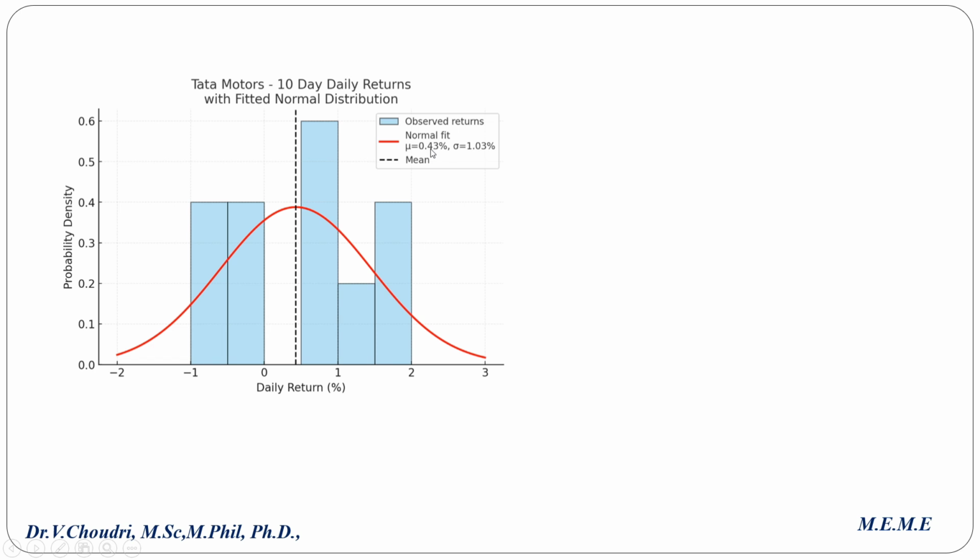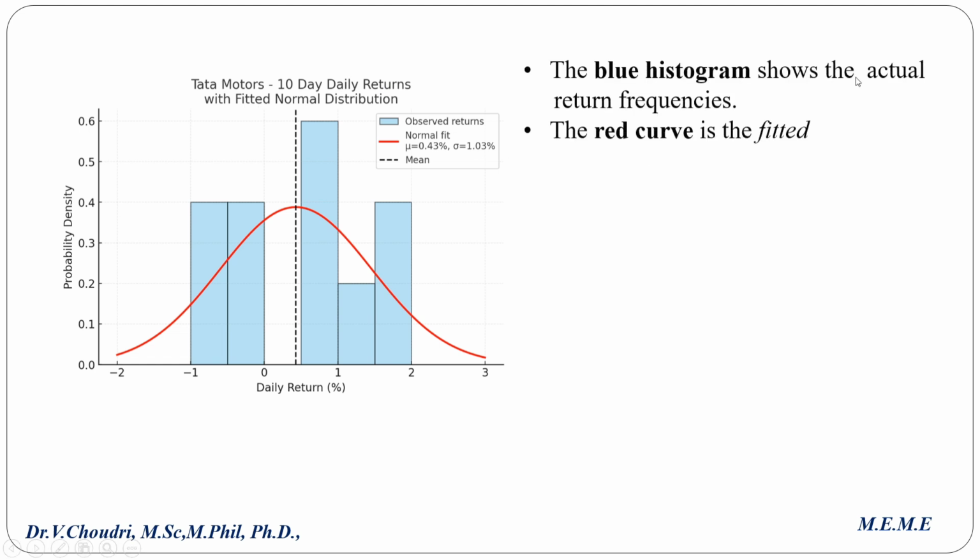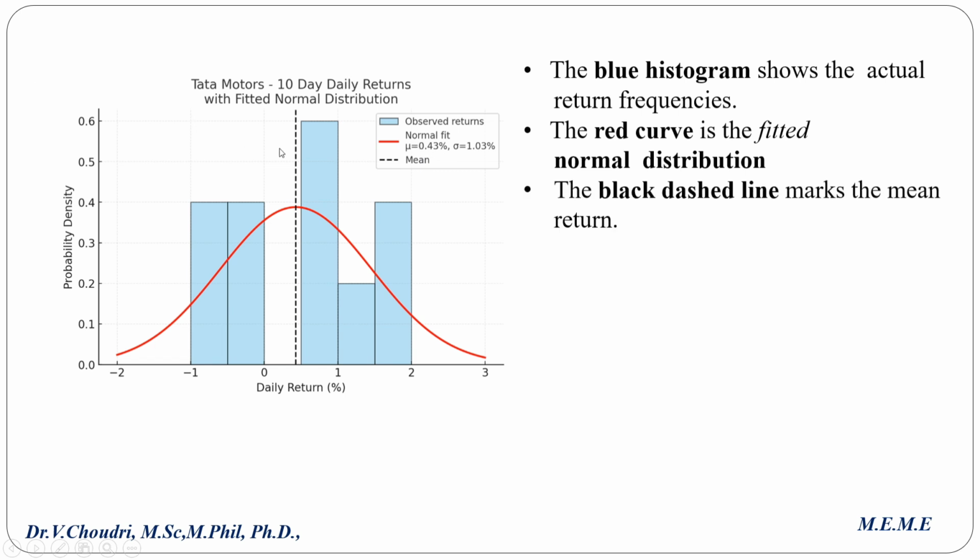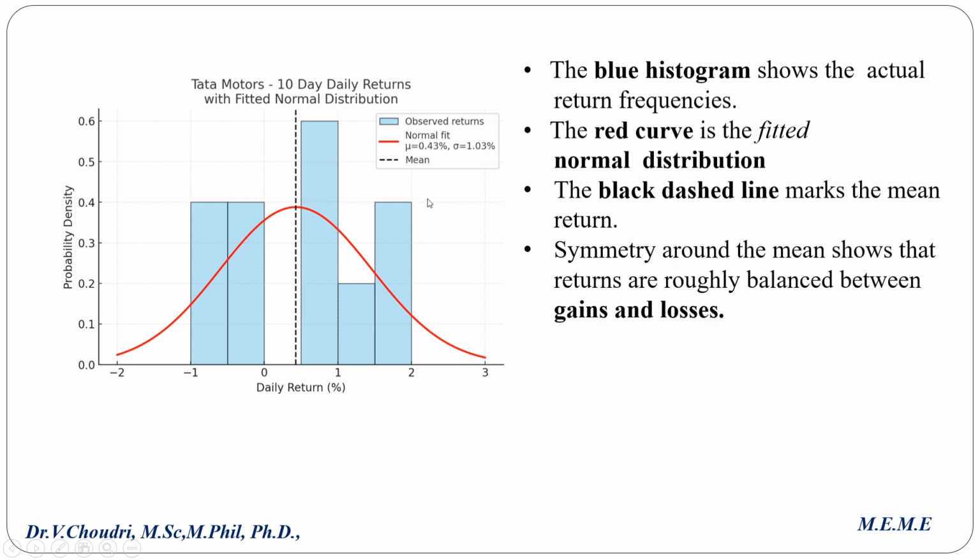See this chart: Tata Motors 10-day daily returns with the fitted normal distribution. The blue histogram shows the actual return frequencies. The red curve is the fitted normal distribution. It starts from minus 2 to 3. The width is the standard deviation, and the center is the mean, 0.43. The black dash is the mean return, showing the symmetry. The mean divides the distribution symmetrically.